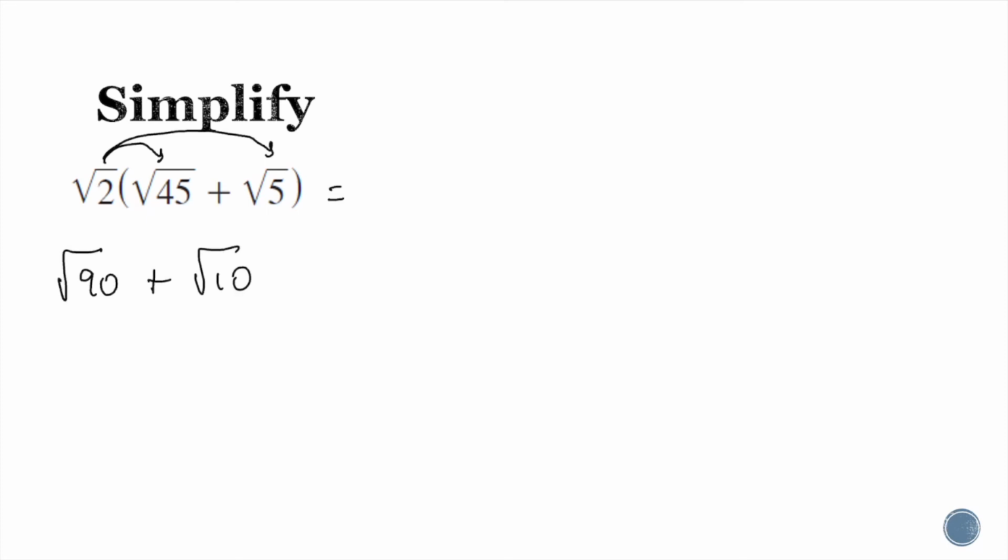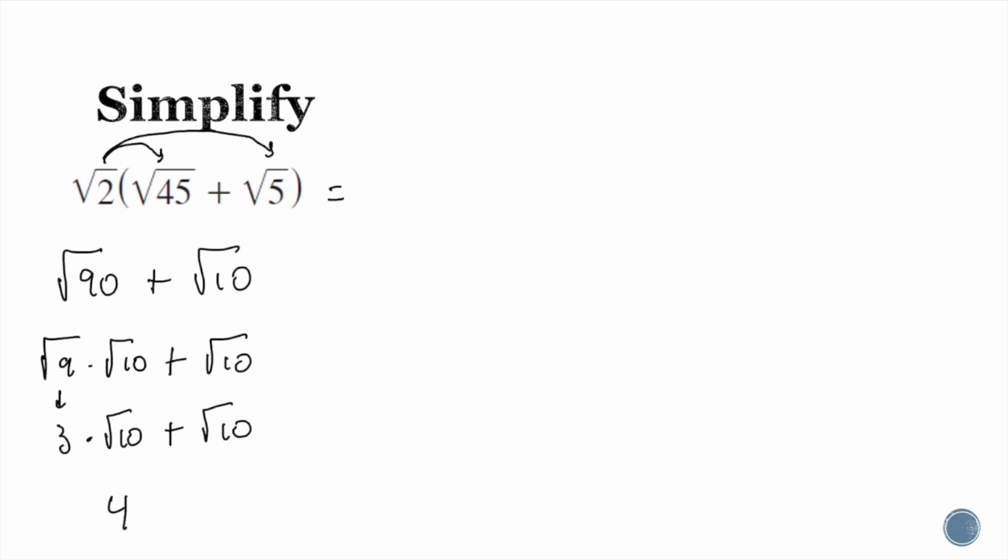The square root of 90 I can break up as the square root of 9 times the square root of 10. The only multiples of 10 are 1 and 10 and 2 and 5, all of which are not perfect squares, so I'm going to leave the square root of 10. So the square root of 9 is 3. Like I previously stated, the square root of 10 is simply the square root of 10. It is irrational. And now again I have like radicals, so I can say that my final answer is 4 times the square root of 10.